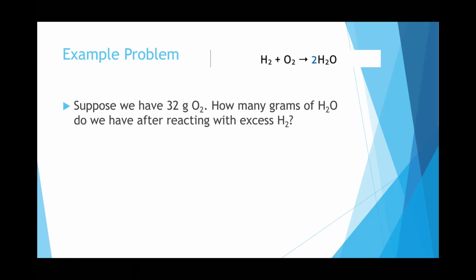I want you guys to do this sample problem, but in this problem, we're going to work on it 1 step at a time so you guys can get used to how to solve these types of problems. So we start off with 32 grams of oxygen this time. It's the same equation, hydrogen gas plus oxygen gas yields water. So suppose we have 32 grams of oxygen gas. How many grams of water do we have after reacting with excess H2? So step number 1 is always grams to moles. So please type into the chat how many moles of oxygen we have.